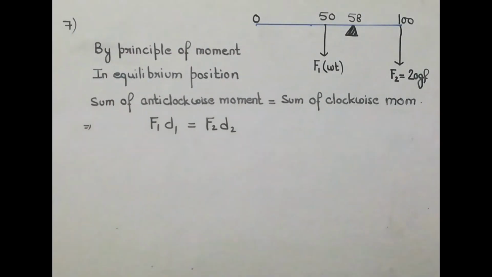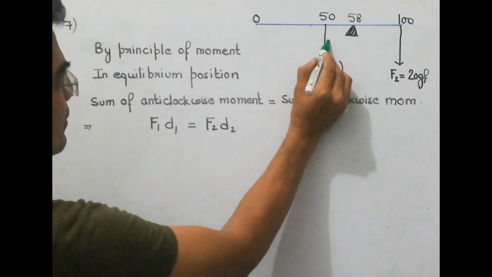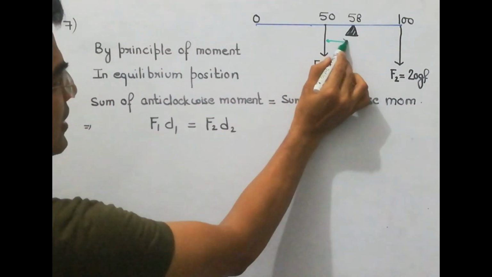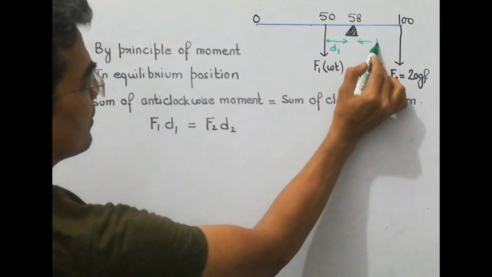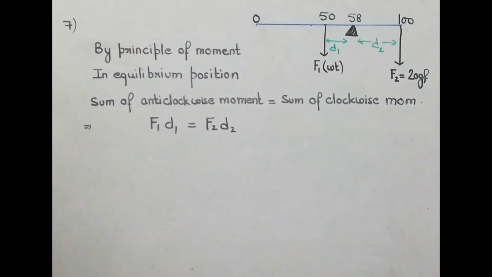Now here, what does d1 represent? d1 represents the distance of F1 from the point of rotation. Now here, this is the point of rotation, so this distance will be d1, and from here to here this will be d2. Hope this is clear to you. Fulcrum is the point of rotation, so from the fulcrum the distance of F1 will be marked as d1, and from the fulcrum the distance of F2 will be marked d2.